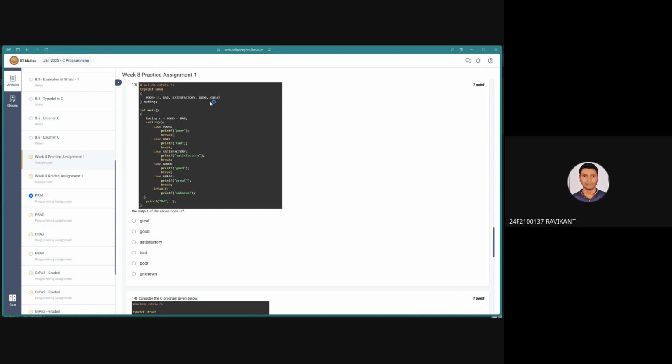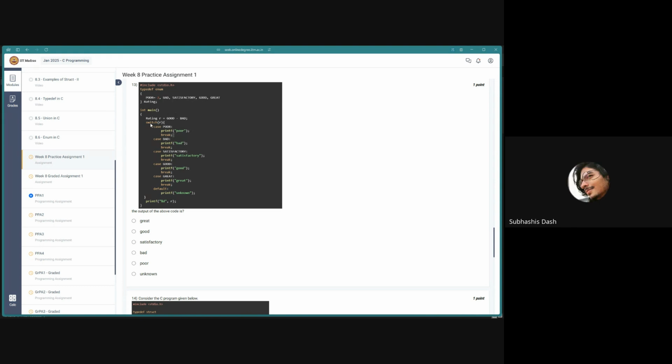According to me, the answer should be grade 2, but here it is also only mentioned grade 2. One second. So rating R equals good minus bad. Good minus bad, it is telling. And case poor, case bad, case satisfactory, case good, case great. Okay, so first of all, let's just see good minus bad. Let's say this will be 2, sir. It will be 2 value. 5 minus 2. Okay, so it's 2, right?